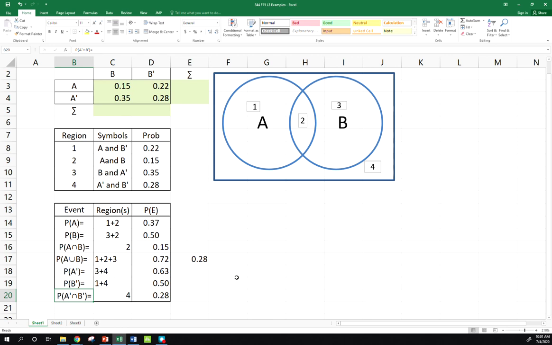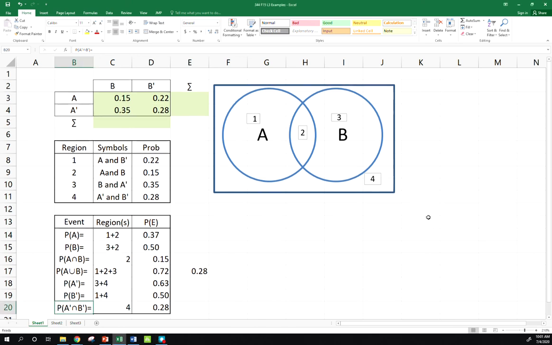Hopefully this helps you visualize and picture these compound events, these areas, using contingency tables, all this kind of thing.